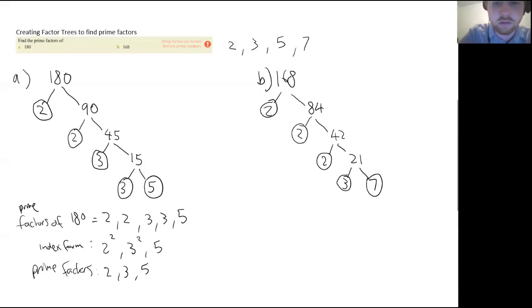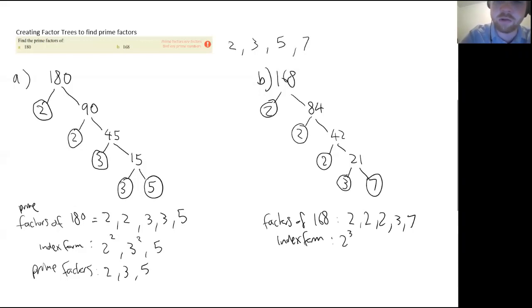So factors of 168, we've got 2, 2, 2, 3, and 7. So in index form, that's going to be 2 to the power of 3, 3, and 7. And so the prime factors are 2, 3, and 7.